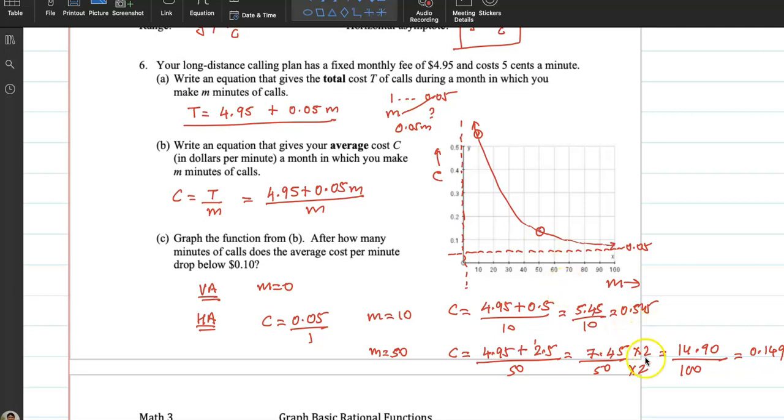I multiply the numerator and denominator by 2 to make the denominator 100. So it doesn't change the fraction. If you just changed the denominator, then it would be a problem. So changing the numerator and denominator together is fine. Okay.